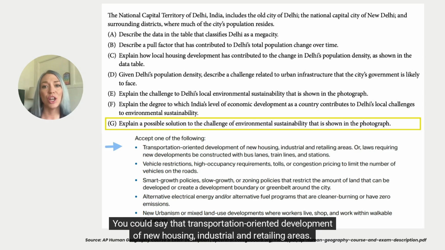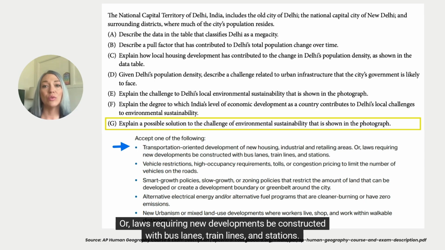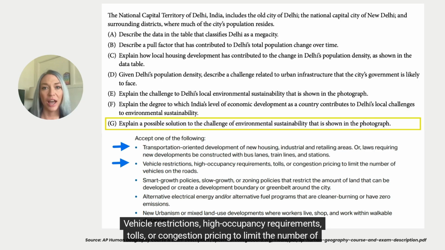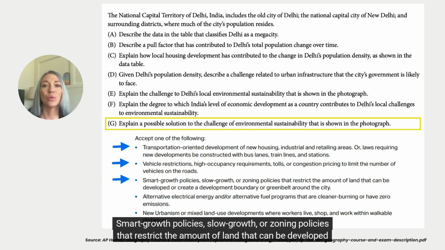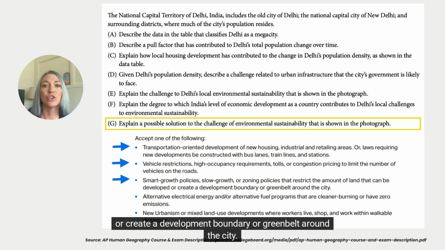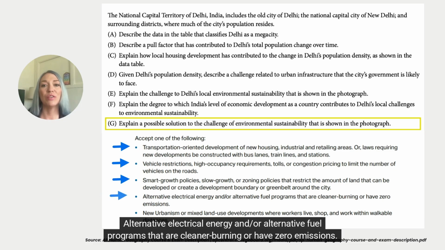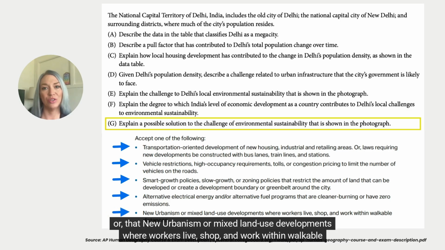You could say that transportation-oriented development of new housing, industrial, and retailing areas, or laws requiring new developments be constructed with bus lanes, train lines, and stations. Vehicle restrictions, high occupancy requirements, tolls, or congestion pricing to limit the number of vehicles on the roads. Smart growth policies, slow growth or zoning policies that restrict the amount of land that can be developed or create a development boundary or greenbelt around the city. Alternative electrical energy and/or alternative fuel programs that are cleaner burning or have zero emissions. Or that new urbanism or mixed land use developments where workers live, shop, and work within walkable distances.